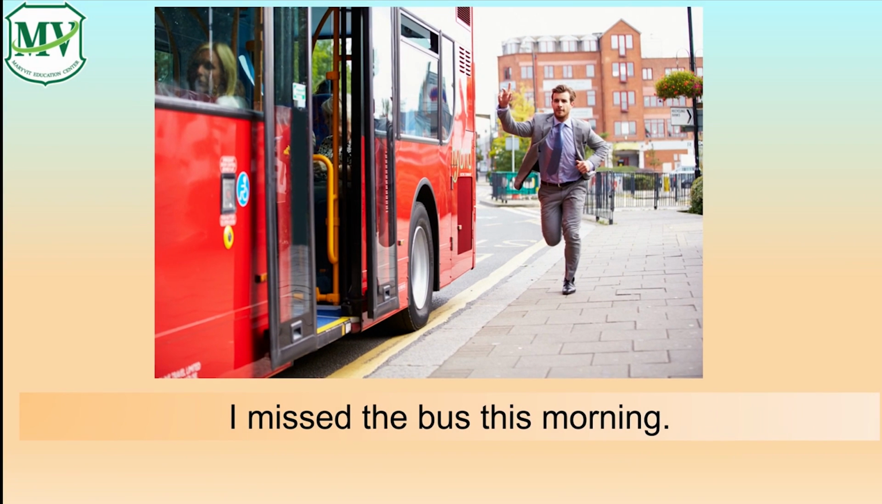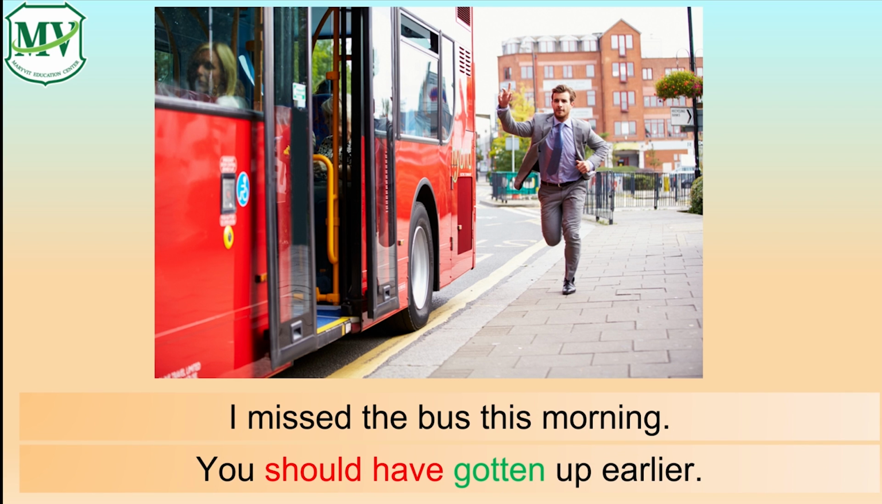The previous two examples are about something happens in the present. Let's take a look at this example, which is about something that happened in the past. I missed the bus this morning. You might suggest him, you should have gotten up earlier. In this case, he missed the bus and he regrets that he didn't get up early.